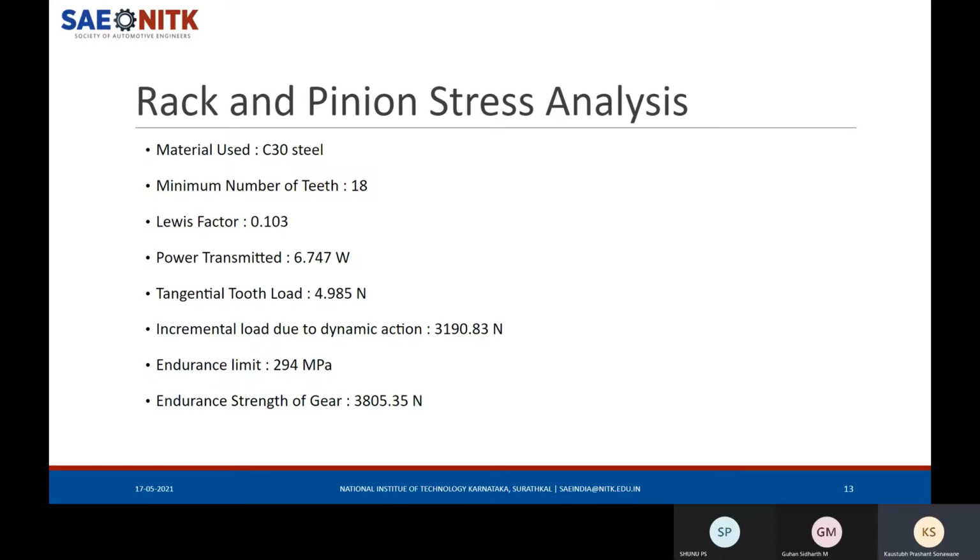We calculated the tangential tooth load to be 4.985 Newton and the incremental load as 3190.83 Newton. The endurance strength of the gear was 3805 Newton. As the tangential tooth load plus incremental load was lesser than the endurance strength, we were safe to use the rack and pinion for our application.